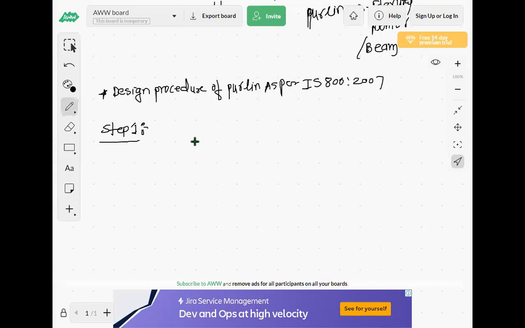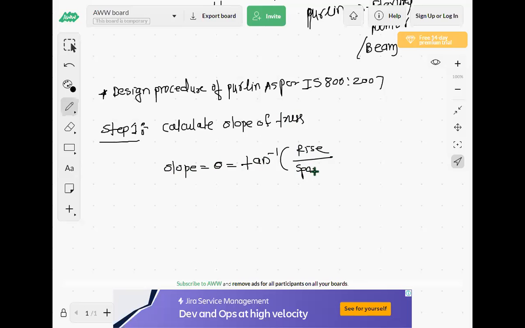What is step 1? So step 1 is calculate slope of truss. So slope of truss is nothing but slope is equal to theta is equal to, what formula we have used, tan inverse of rise upon span by 2. Slope of truss, theta, is equal to tan inverse of rise upon span by 2.